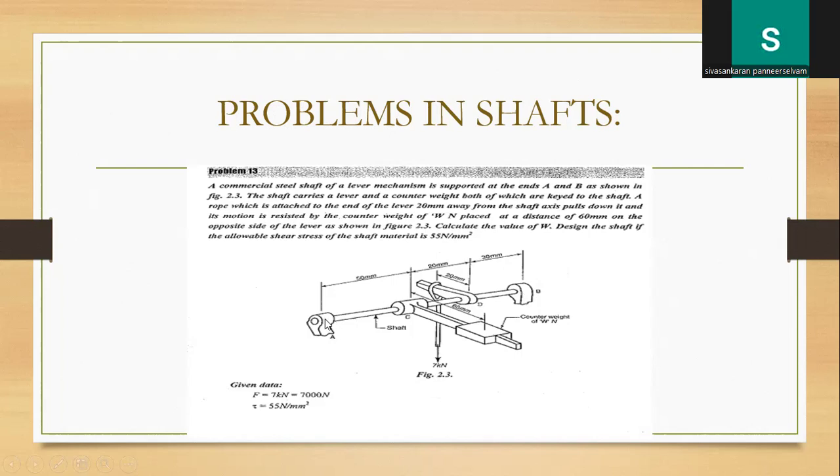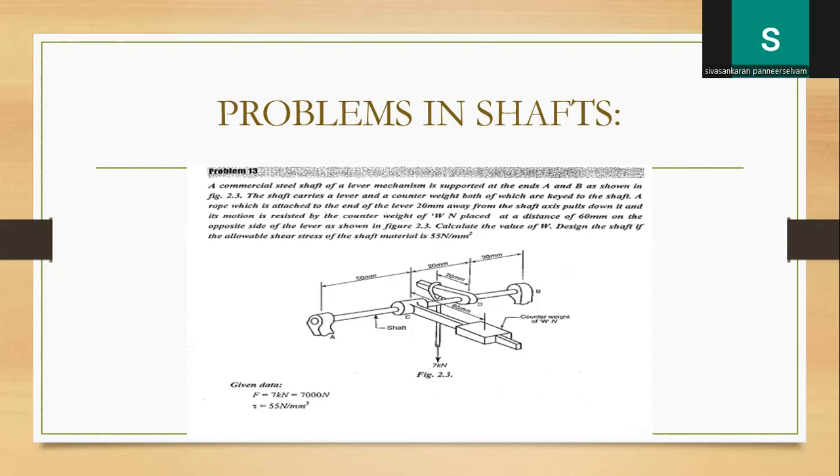A and B are the fixed bearing supports, acting at the left and right side of the shaft assembly. The shaft carries a lever and the counterweight. Both are keyed to the shaft at points C and D respectively. A rope is attached to the end of the lever, which is at a distance of 20 mm from the shaft axis. This rope is pulled down due to its downward motion. As a result, the rotary motion of the shaft is resisted by the counterweight W measured in Newton.